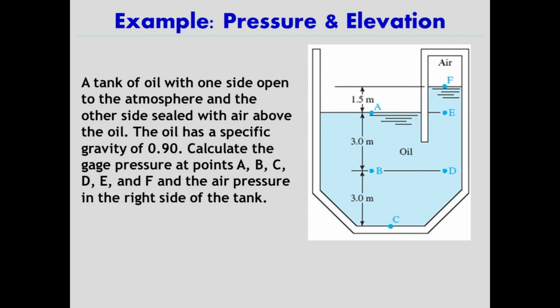Let's go to the second example. Okay, for this example, a tank of oil with one side open to the atmosphere and the other side sealed with the air above the oil. The oil has a specific gravity of 0.9. Calculate the gauge pressure at point A, B, C, D, E, and F, and the air pressure in the right side of the tank.